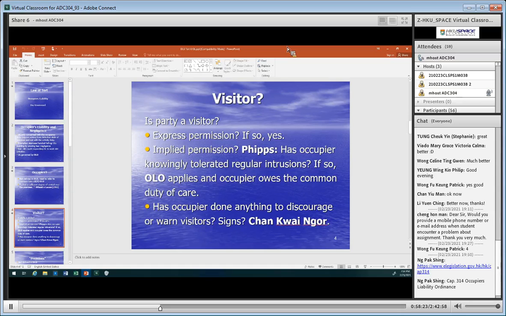And so the court found, even though there was a sign to discourage people going near the kitchen area, the sign was not sufficient to discourage or warn visitors. So the action for occupiers liability in Chan Kwai Nor did succeed. Okay. All right. So if you're hungry though, don't do silly things.